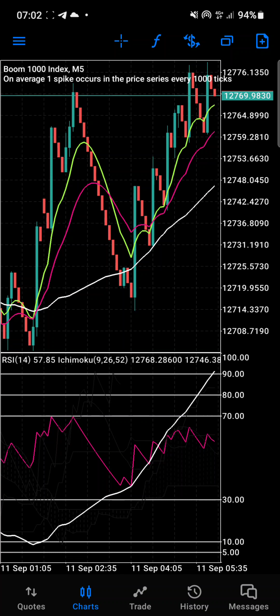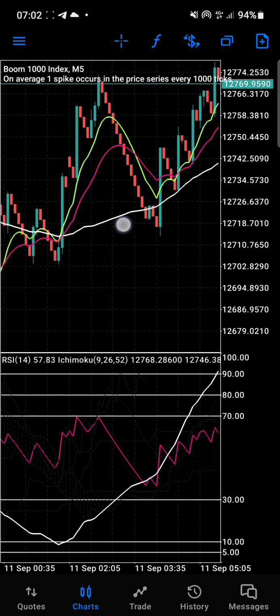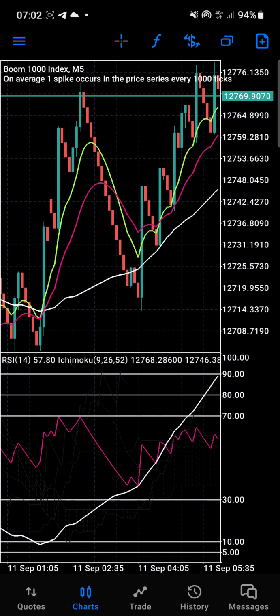So quickly, let's go straight into what we have right here. Okay, guys, this is 5-minute time frame, and we are analyzing Boom 1000. Okay, this is the Boom 1000 chart.